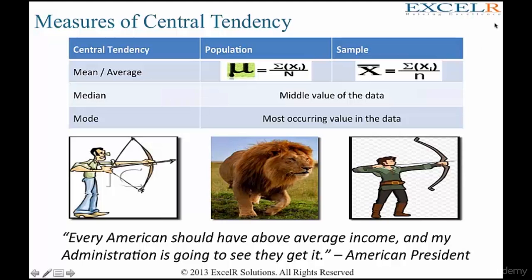Measures of central tendency. Say you have retail stores in India, US and UK. Say you have retail stores in these three nations.